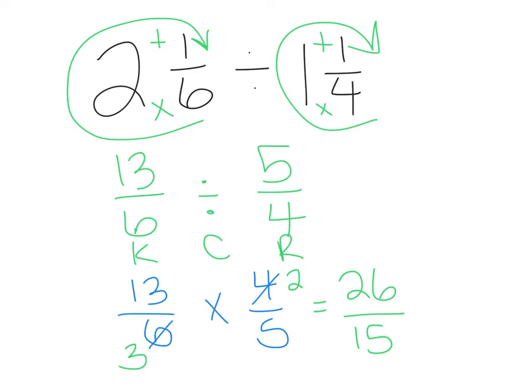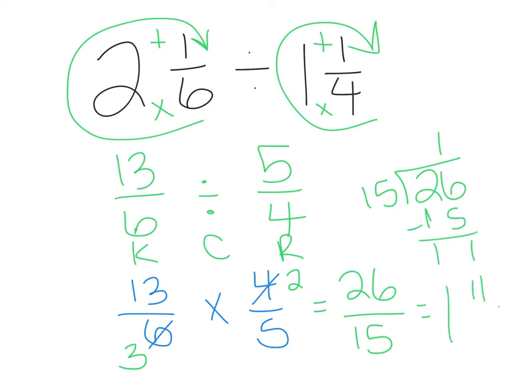Again, we're going to top dog in the house. 26 divided by 15 to make it back to a mixed number. Goes in one time with 11 left over. So we have 1 and 11/15. Go ahead and make sure you have all that work on your paper.